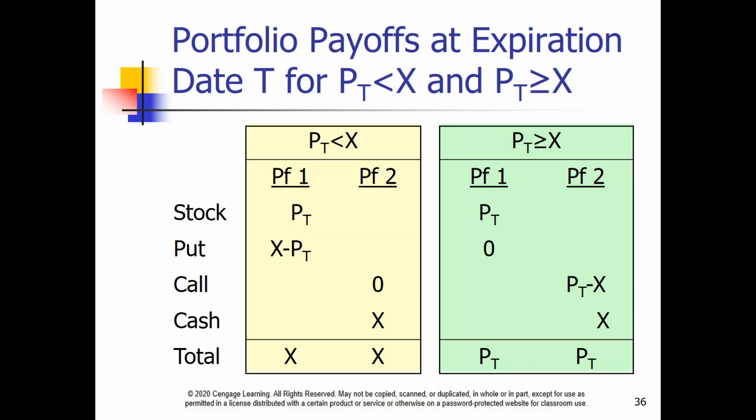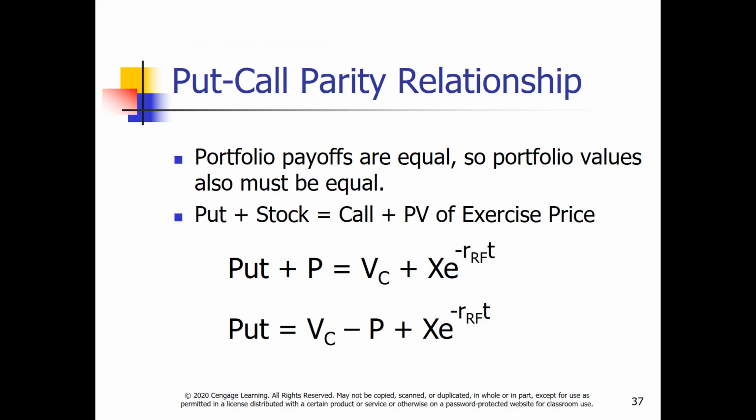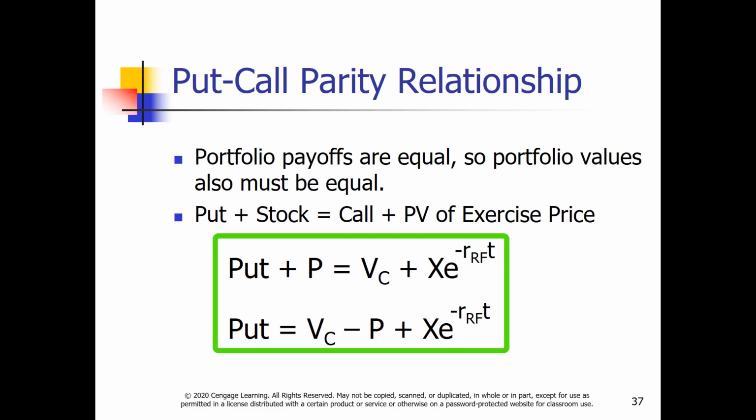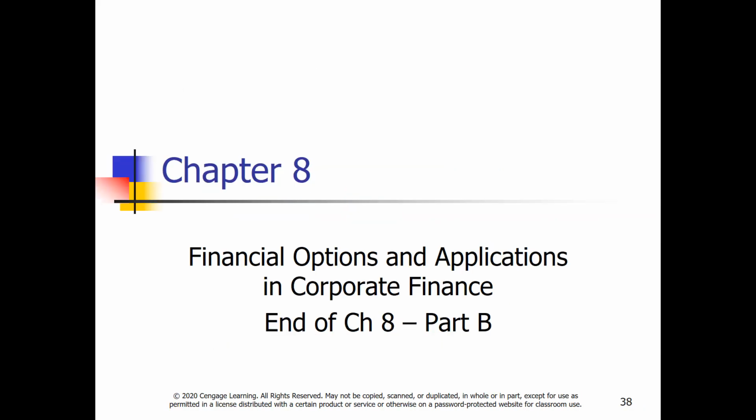This table shows the value of each portfolio at expiration, when the ending stock price is above and below the exercise price. Note the results. In both cases, the value of the two portfolios is the same. If the payoffs are equal, the portfolios must be equal, which leads to put-call parity. Put-call parity can be used to solve for the value of a put given the other variables. This ends our coverage of options and of Unit E.